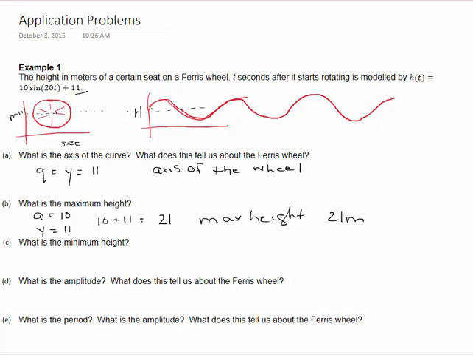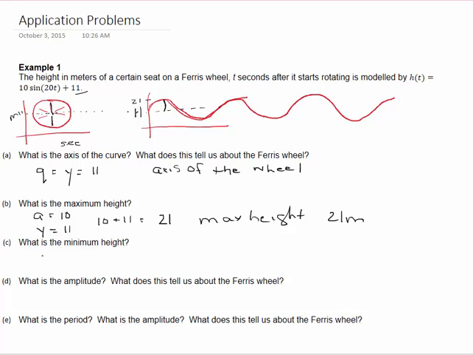And let's look here. So if our height here is 11 and our amplitude is 10 units up, that's how we came up with our 21. Same here, the middle of the ride is 11 and one arm up or amplitude down are both 10 meters.